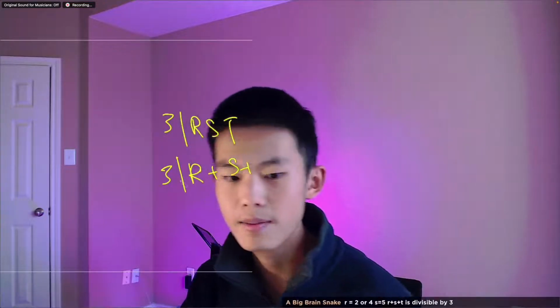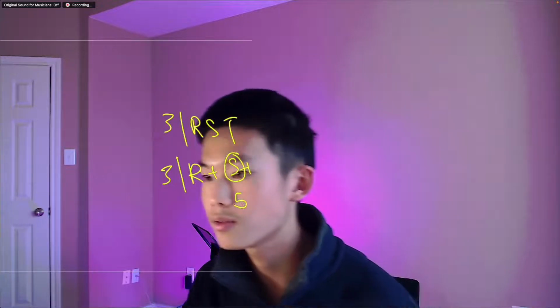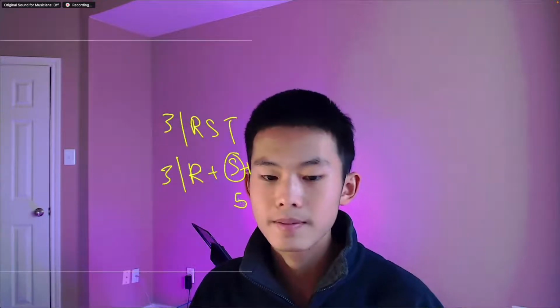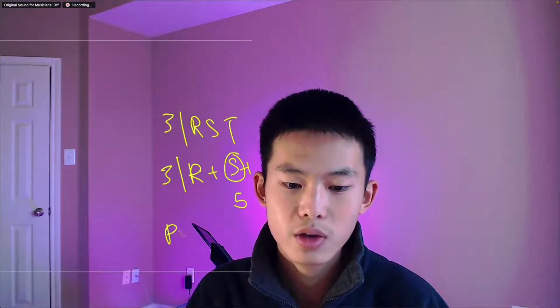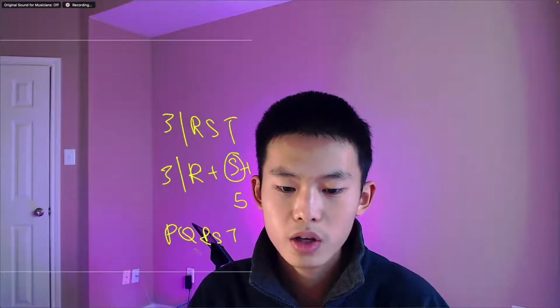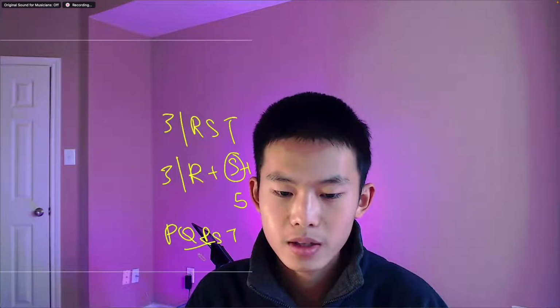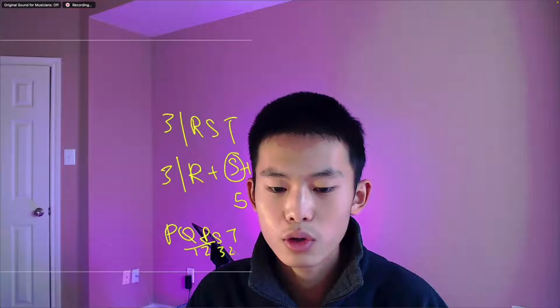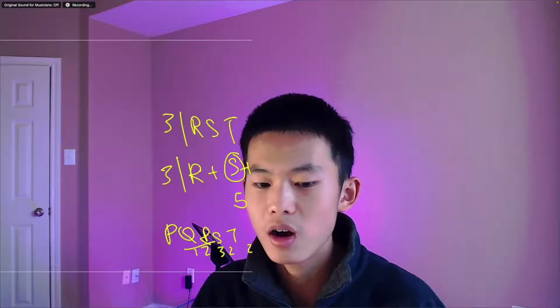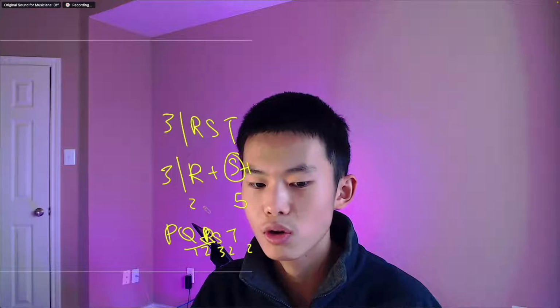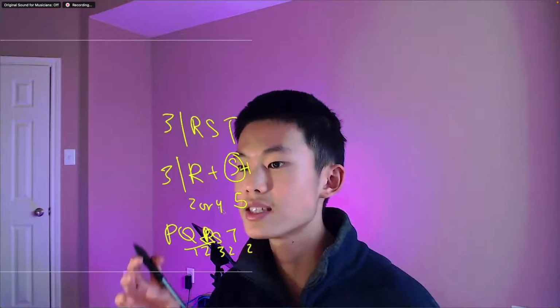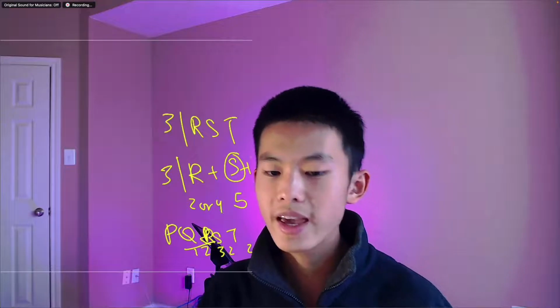So 3 divides RST. What this means is, again, using our divisibility condition, we know that 3 divides R plus S plus T. First of all, we know that S is going to equal 5, I believe. And the second thing we know is that PQRST, we know that our QR is going to be either 12, 32, or 24. So this tells us that R is going to be 2 or 4. And we know that 3 has to divide this entire thing. So we can just take cases, right?